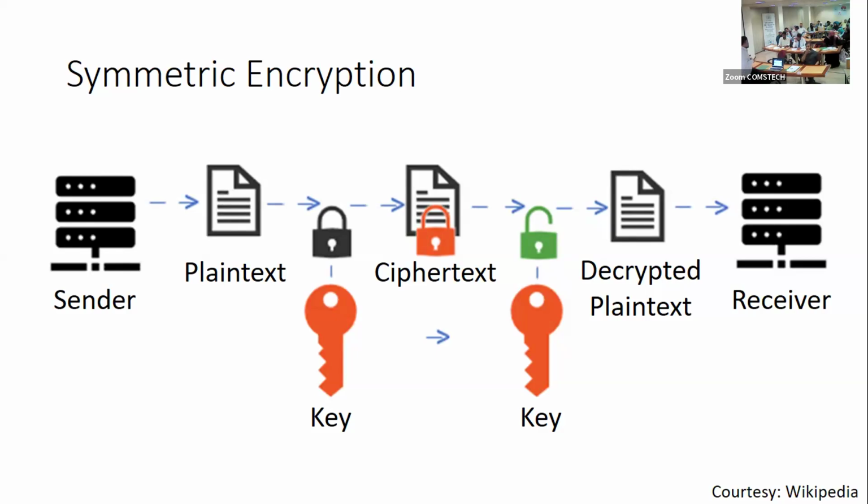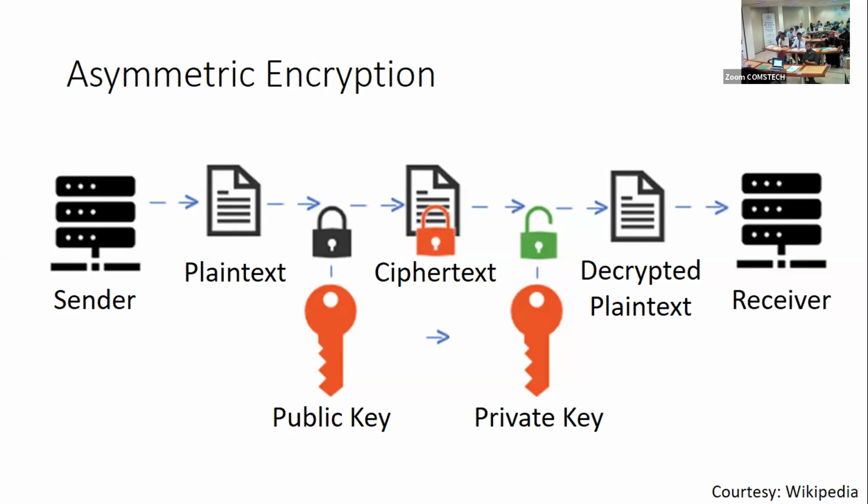But what if those two people who want to share a top secret file, or a secret file, have never met before? For example, you want to make an online payment. You're buying something from Amazon, but you have never met that person. So now what should be your key? Any answers? That would be very difficult. So for that, another type of cipher came about, which is called asymmetric encryption.